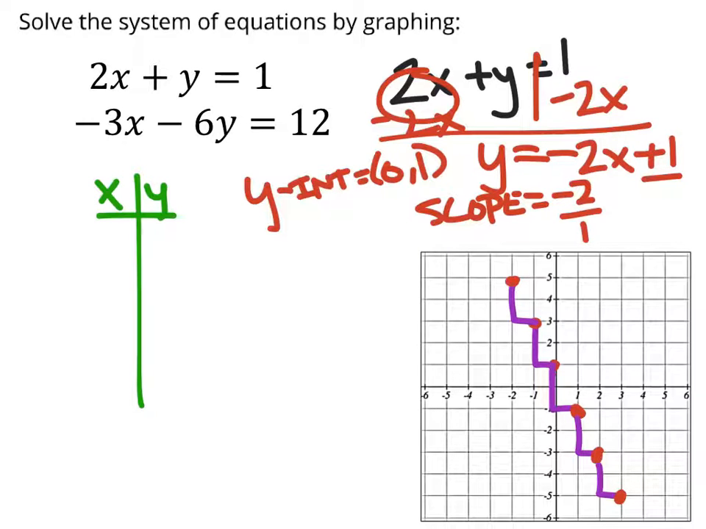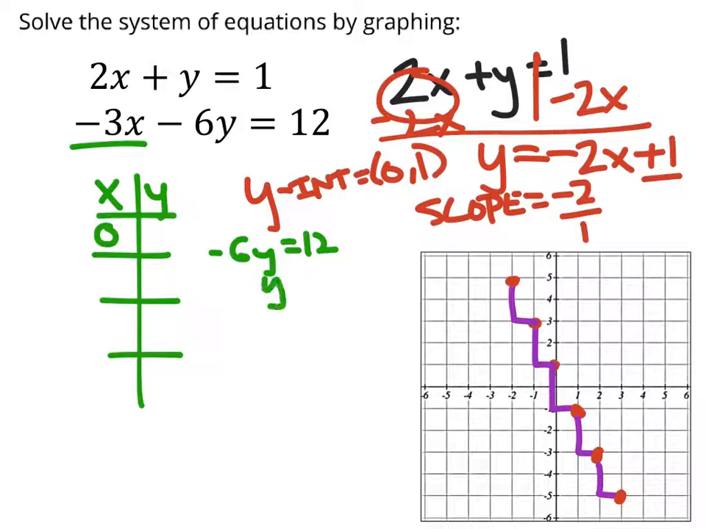This is for the second equation, right? Negative 3x minus 6y equals 12, and this may be more rows in the table than I need, but whatever. I'm going to say, well, what if x was 0? Let's see what that does, okay? So then that would zero out the negative 3x. You'd end up with negative 6y equals 12. Divide both sides by negative 6. You get y is negative 2. So 0, negative 2.